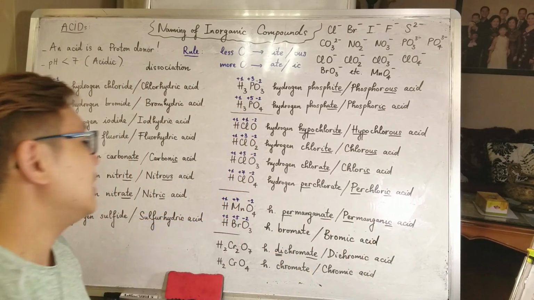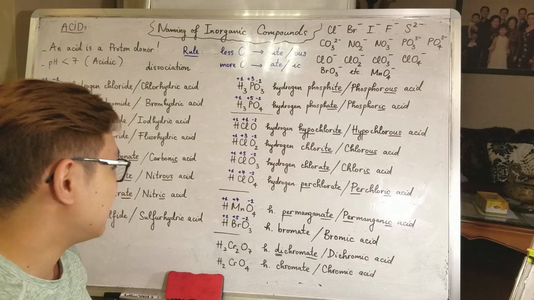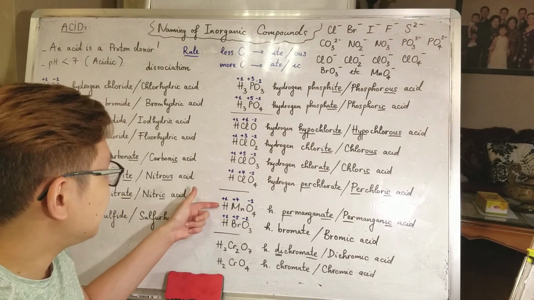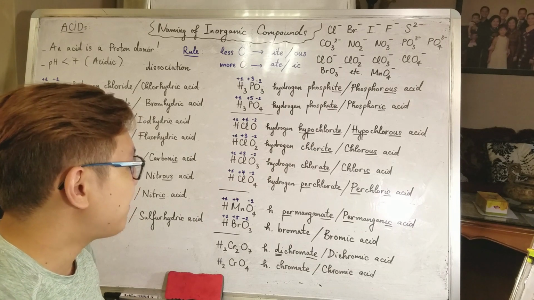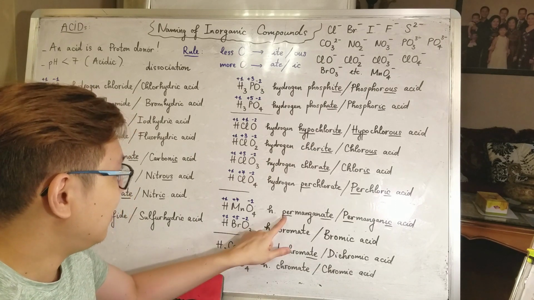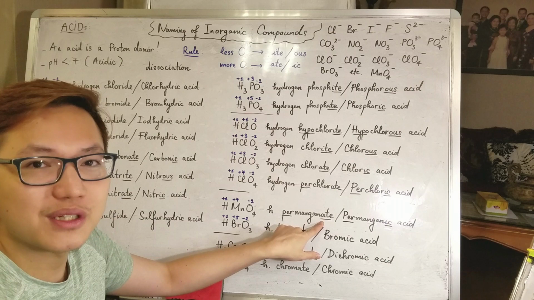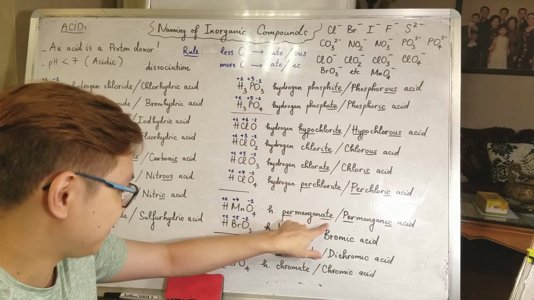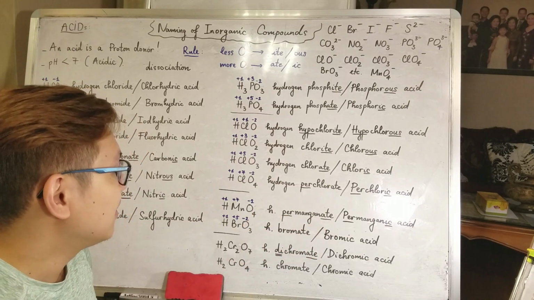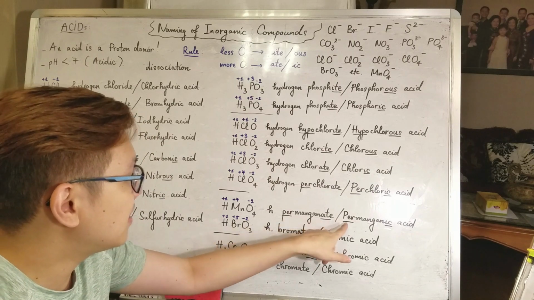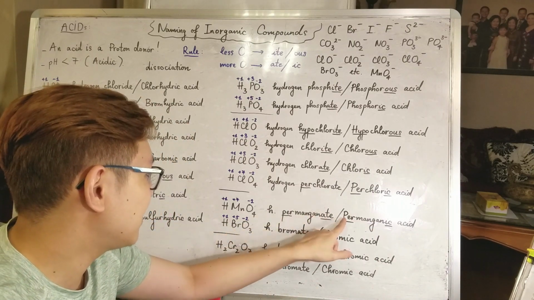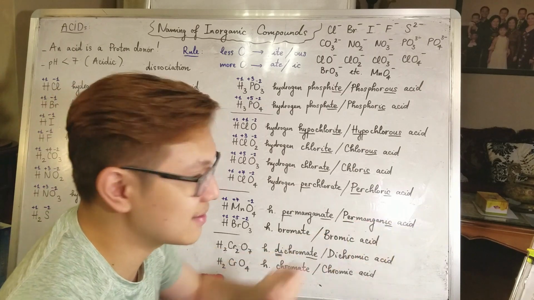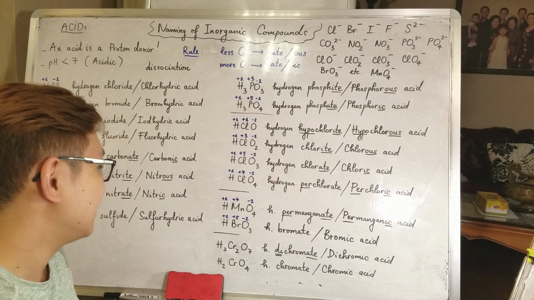There you go. And then there are some other cases like MnO4 minus. That's the permanganate. Even richer in oxygen. Permanganate becomes permanganic. So hydrogen permanganate becomes permanganic acid. Alright?